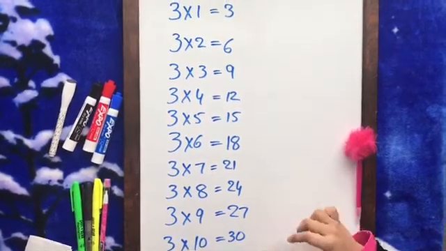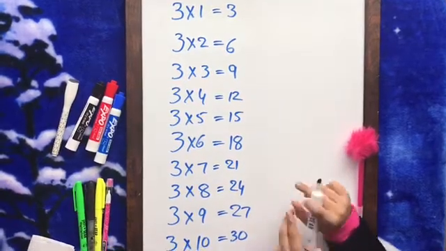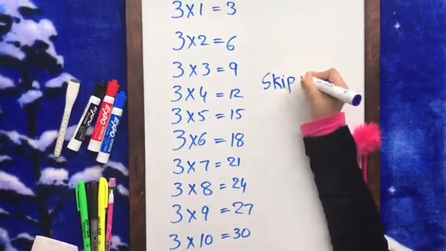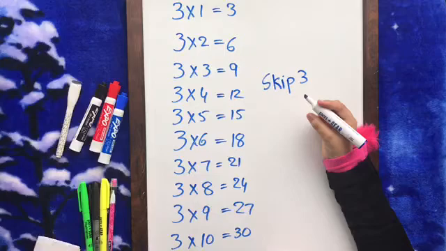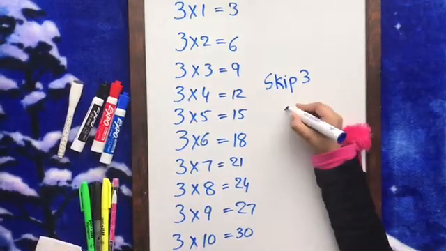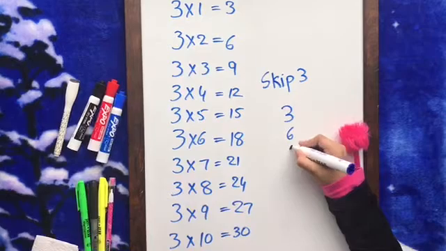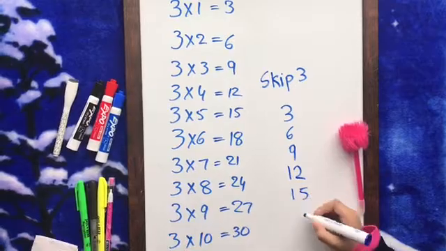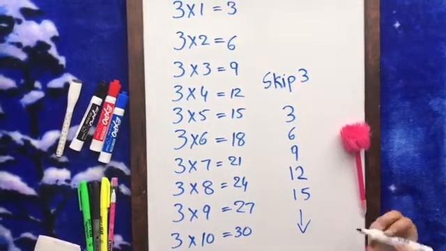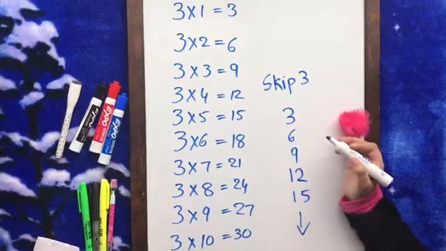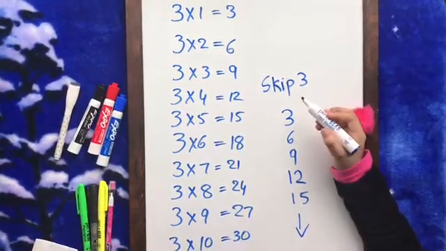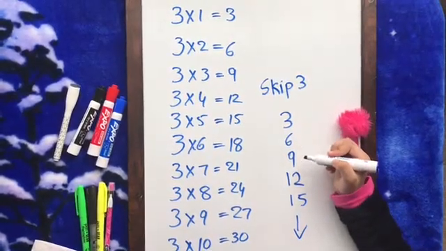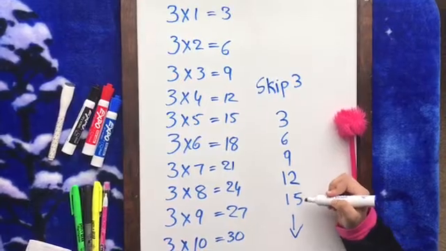And now, the first trick is to skip 3. What is skip 3? Skip 3 is like 3, 6, 9, 12, 15, and more. How does that work? The table of 3 is because 3 times 1 is 3, 3 times 2 is 6, 3 times 3 is 9, 3 times 4 is 12, 3 times 5 is 15, and like that.